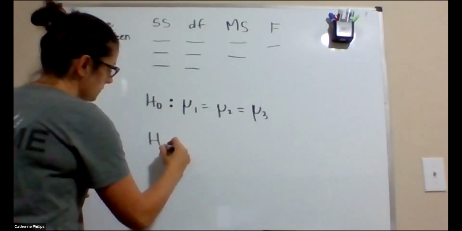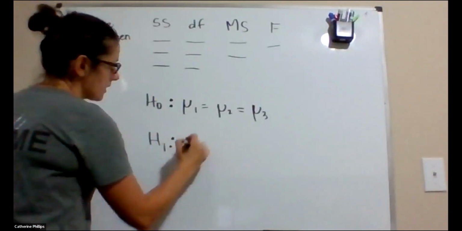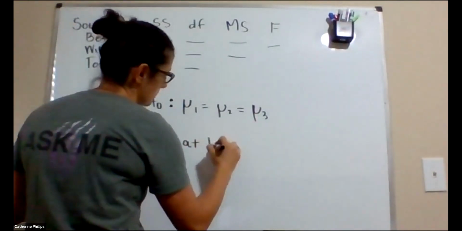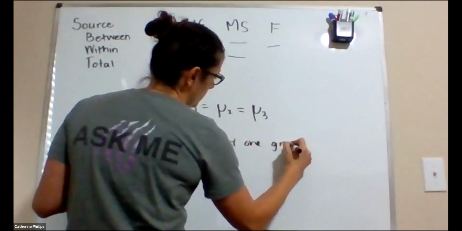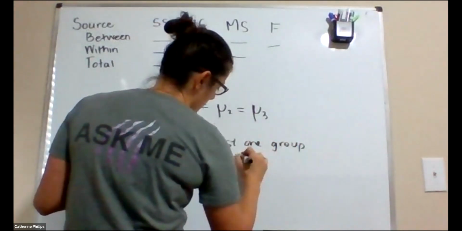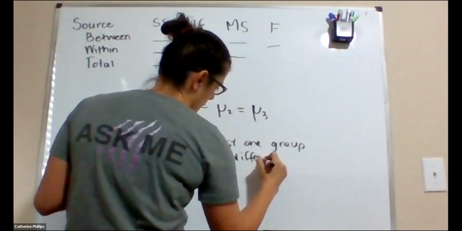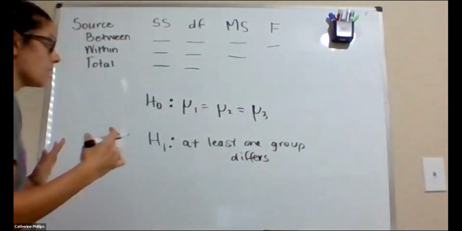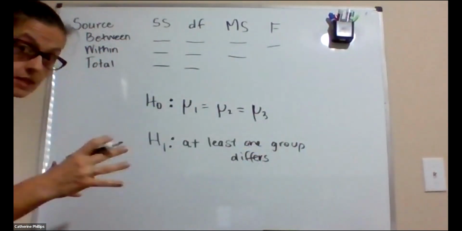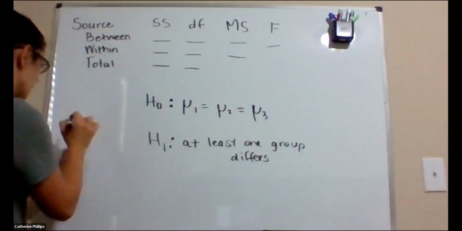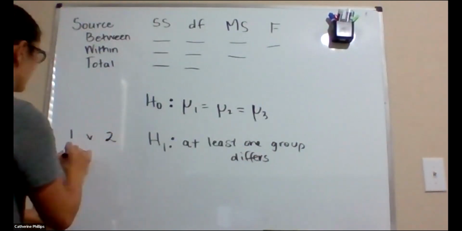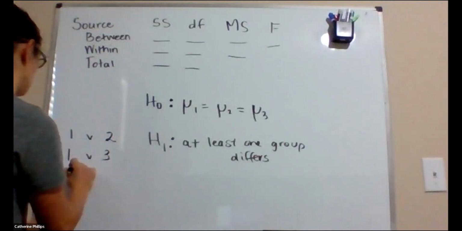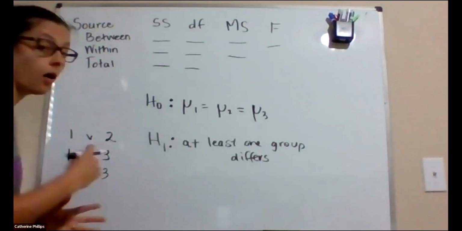The alternative is that at least one group differs. And that is all the time for the Anova. What the Anova is doing is it's going to compare group 1 versus 2, 1 versus 3, and 2 versus 3, all in one go.